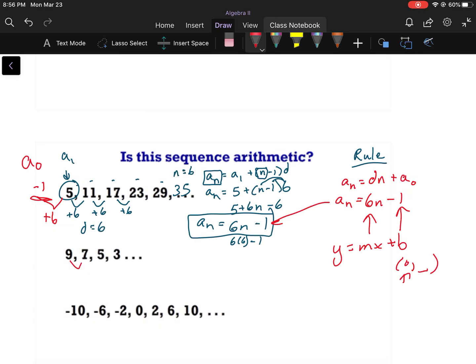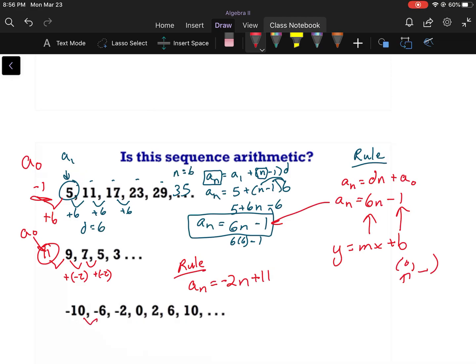Okay, only difference here, I am going down, so it's still adding, but I'm adding a negative number, so negative 2. And I'll go find my 0 number right there, and that a sub 0 is 11. So my rule for this one would be a sub n is equal to negative 2n plus 11. See how nifty that can get.